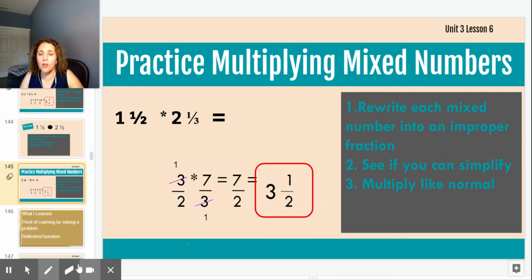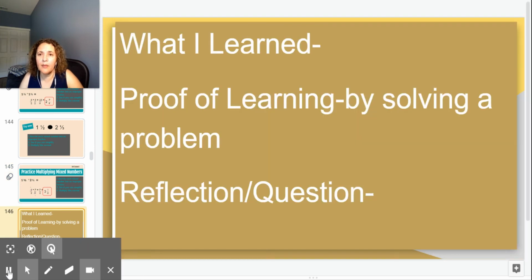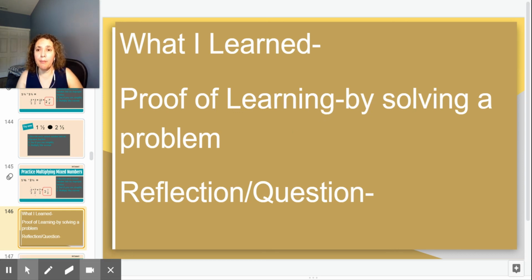All right, so what did you learn today? Please write it down in your math notebook. Proof of learning: do 2 mixed numbers and then turn them into improper fractions and multiply, and then write a reflection or a question you may have.